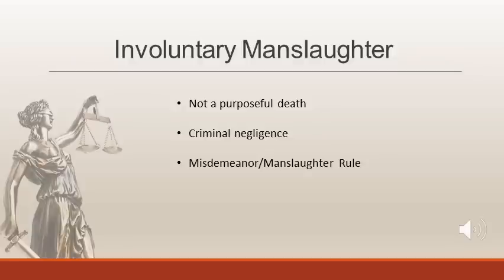Now, as there is a felony murder rule, there is a misdemeanor manslaughter rule. This means that if a death results during the course of a misdemeanor, then you will be in involuntary manslaughter versus felony murder. If a death occurs during the commission of a felony, you're at murder. Here, if the death results during the commission of a misdemeanor, you're at involuntary manslaughter. So that is involuntary manslaughter, and we'll move on to crimes against property.